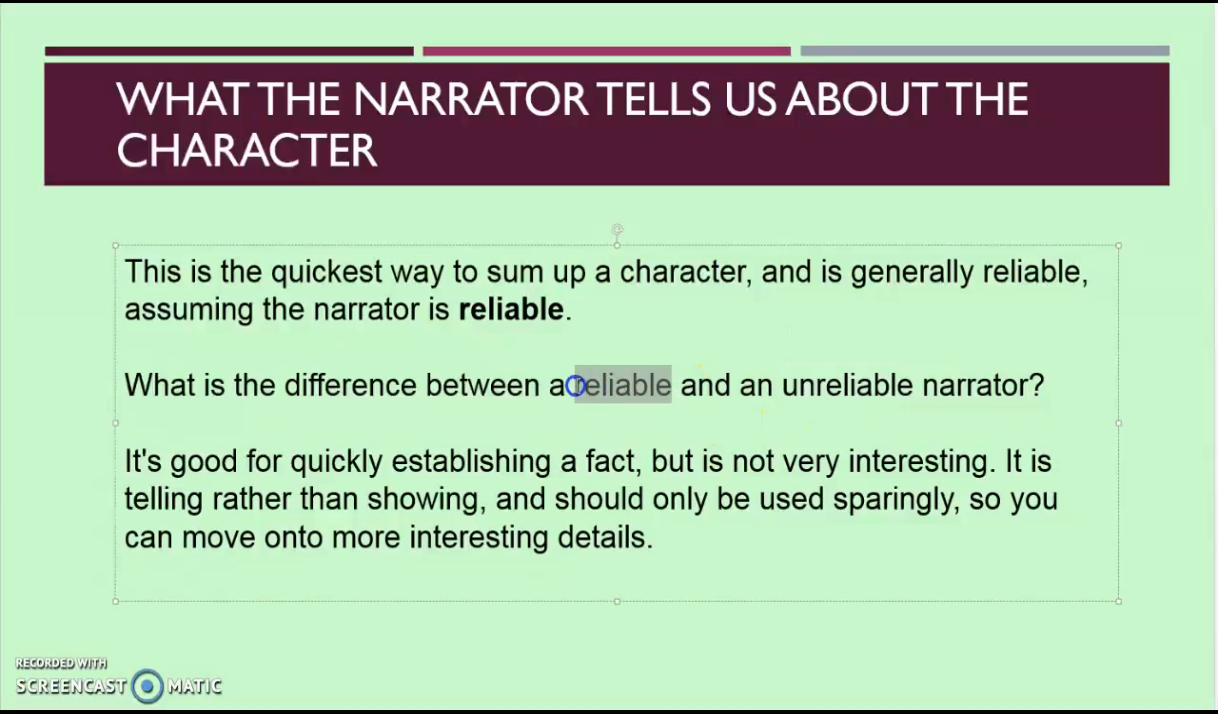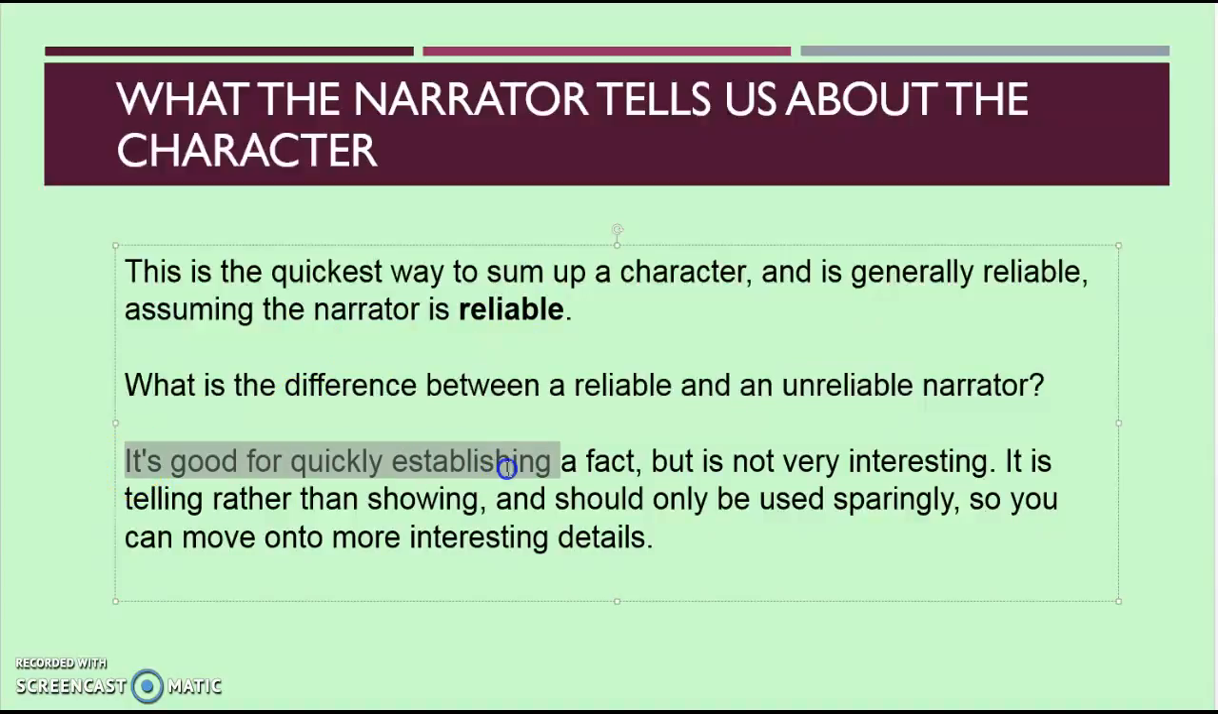Often, if you're telling in the third person, we can generally trust the narrator because it's its voice outside of the story. Why would they lie to us? If it's a first-person narrator, perhaps telling their own story, they might make things seem better or worse than they are for their own reasons, so then they become unreliable. So think about whether you can trust the narrator or not. Assuming you can trust the narrator, then this is a very quick way to sum up a character.